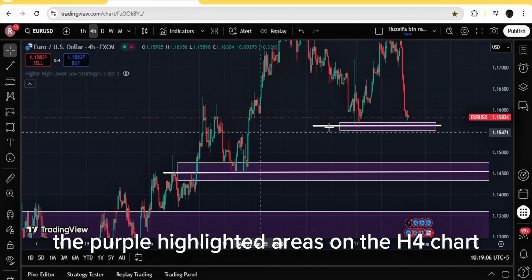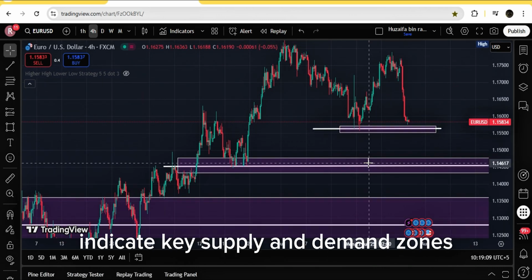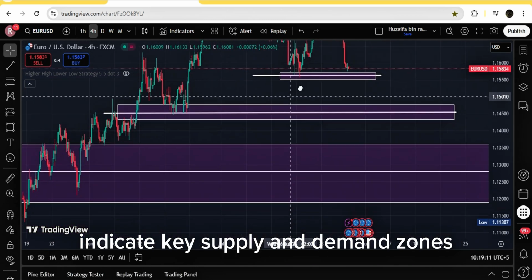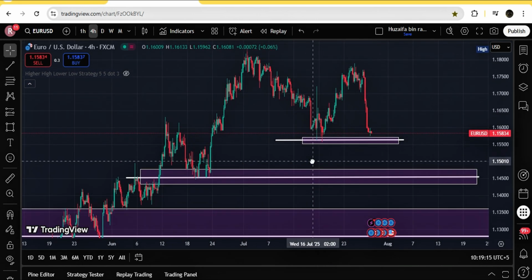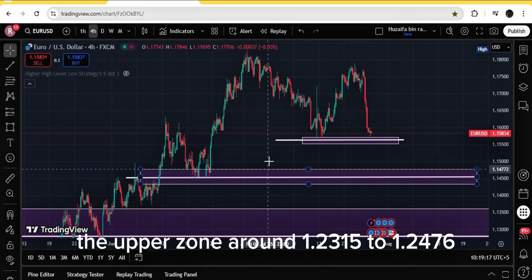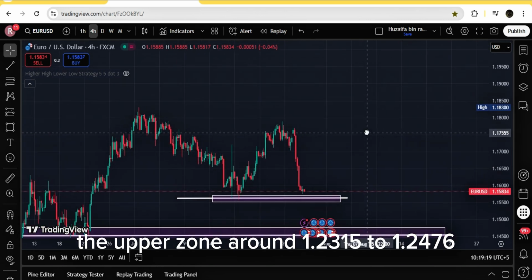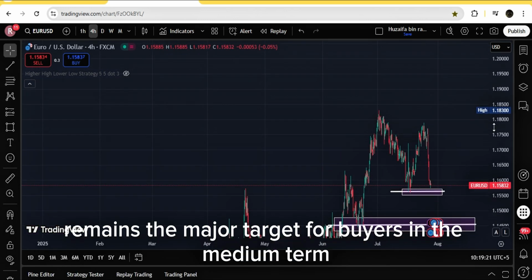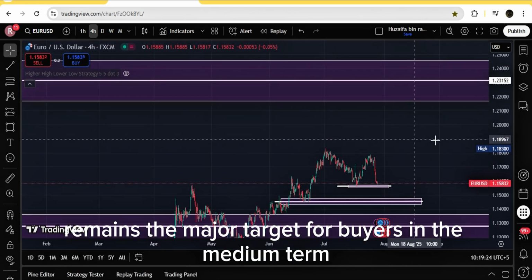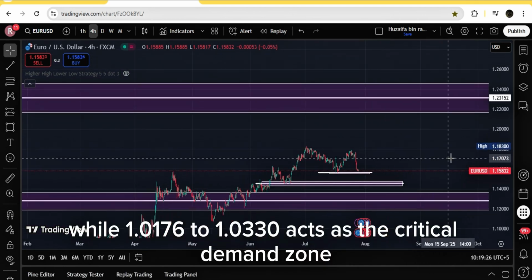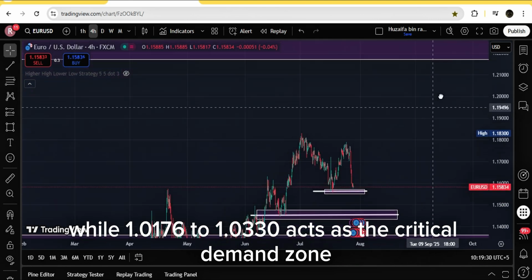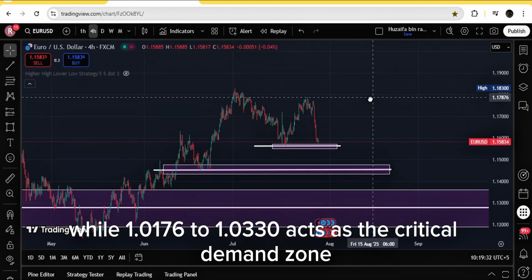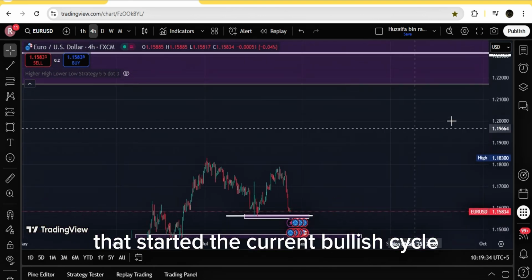The purple highlighted areas on the H4 chart indicate key supply and demand zones, where price has historically reversed or consolidated. The upper zone around 1.2315 to 1.2476 remains the major target for buyers in the medium term, while 1.0176 to 1.0330 acts as the critical demand zone that started the current bullish cycle.